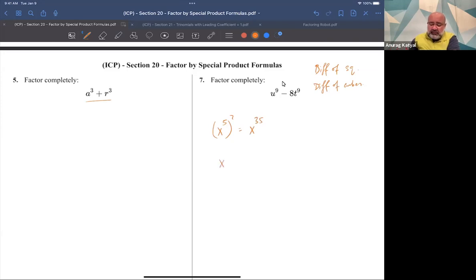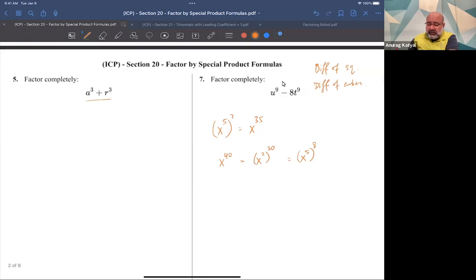If we have x to the 40th, we could break apart 40 into two factors and say, oh, this could have come from x squared raised to the 20th, or it could have come from x to the 5th raised to the 8th, because 5 times 8 is 40, 2 times 20 is 40 as well. This could have even come from x to the 10th raised to the 4th power. So you can break apart terms into a product of two powers, and that's exactly what we have to use to our advantage here.